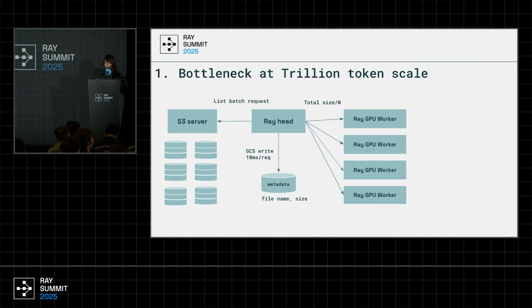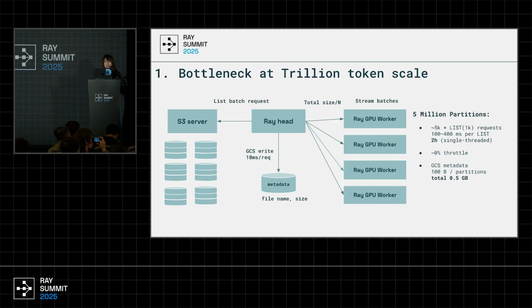If we look back to our simple paper math again, for the 5 million partitions, we only need 5,000 requests. And at 100 to 400 milliseconds per list request, it only takes us 2 hours, even for this single-threaded metadata fetching. And with only a few thousand requests, we may not get throttled at all. So in total it is 2 hours for the metadata fetching, and for the GCS metadata, because we only store file name and size, we shrink the metadata storage from 12 gigabytes to 0.5 gigabytes. So with this design, we shrink the metadata fetching time from 11 days to 2 hours.